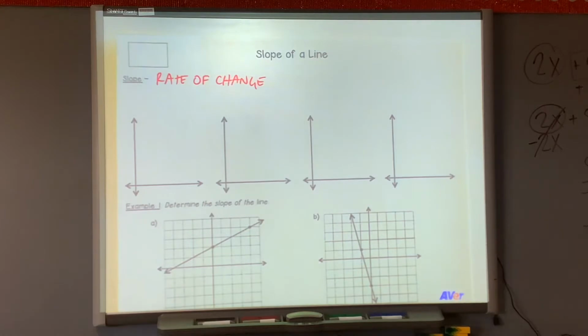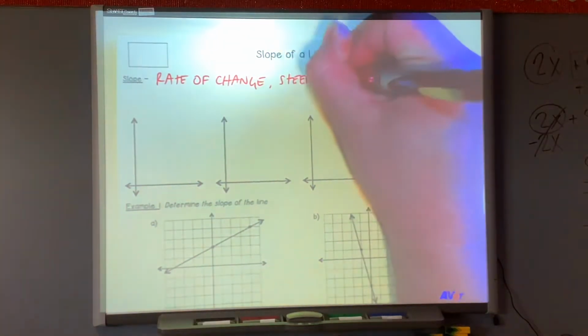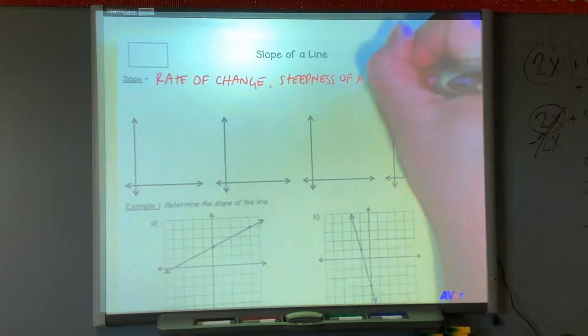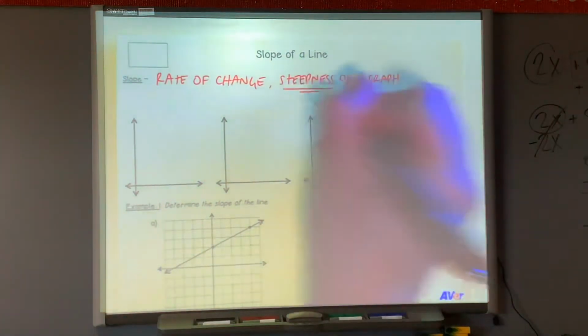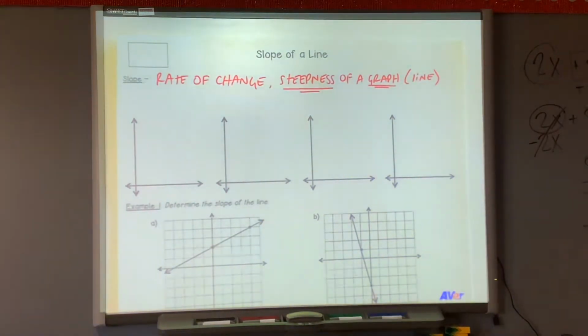It can also, it's basically saying the steepness of a graph or a line. And whenever I say the steepness of a graph or a line, I'm kind of talking like the steepness of a mountain. You would normally say that if you were climbing a mountain that was really steep, it would be hard to climb. And if you were climbing a mountain that wasn't very steep, it would be more like a hill, which isn't very tough to climb.